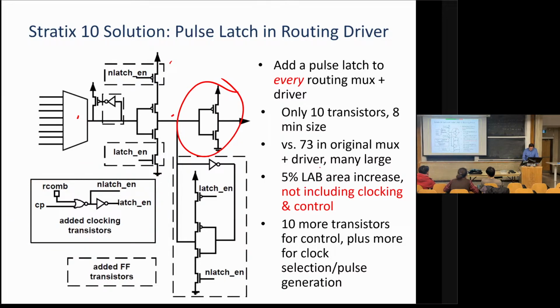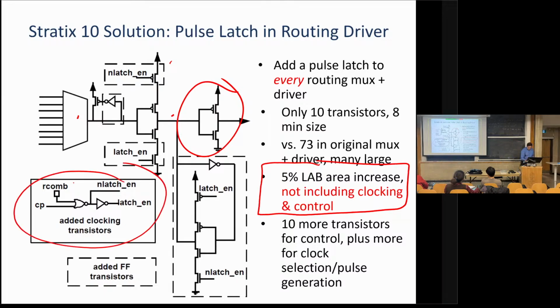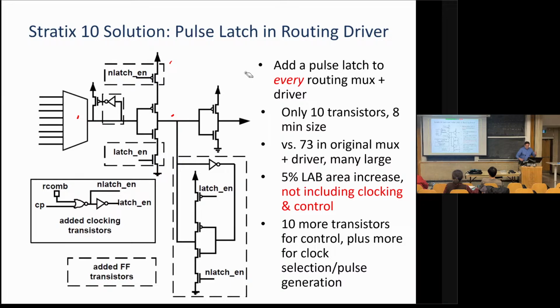So in the end, they say that this increases the area of the logic block plus the routing, okay, the whole thing, by 5%. So that's not catastrophic, but it's not zero. But they also say it doesn't include the clock pulse generators and this little bit of control circuitry. So we don't know from the paper exactly what the area overhead is, but it's somewhat more than 5%. Does that make sense? So it behaves as a regular routing driver, but also now can be a pulse latch.